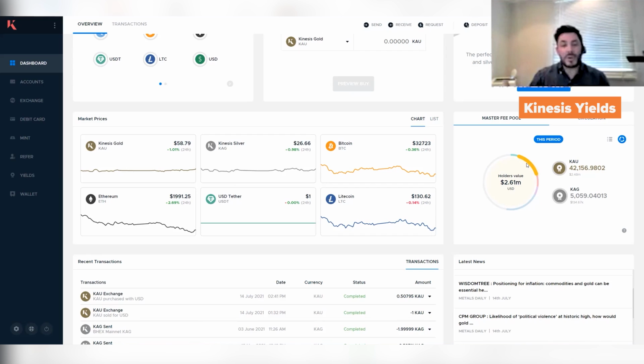When this holders yield comes online, and it's about to, everybody that holds gold and silver in the Kinesis system will be proportionally distributed this amount of money each month, in proportion to the value of gold they hold relative to the entire system. Each month we accumulate a whole bunch of fees from people trading or spending on their debit card or whatever. That's revenue for the company. We carve out a whole chunk of our revenue, in fact above 50%, and we give it back in the form of yields every month to our users.